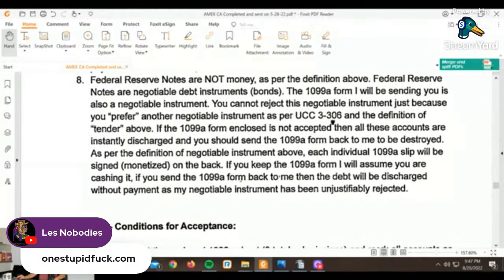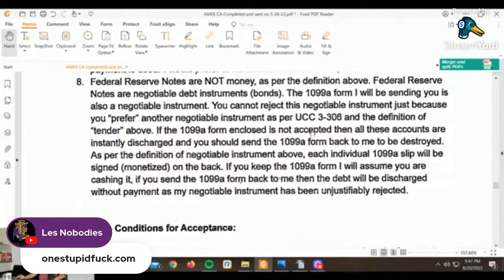Number 8, Federal Reserve notes are not money as per the definition above. Federal Reserve notes are negotiable debt instruments or bonds. The 1099-A form I will be sending you is also a negotiable instrument. You cannot reject this negotiable instrument just because you prefer, quote unquote, another negotiable instrument as per UCC 3-306, and the definition of tender above.